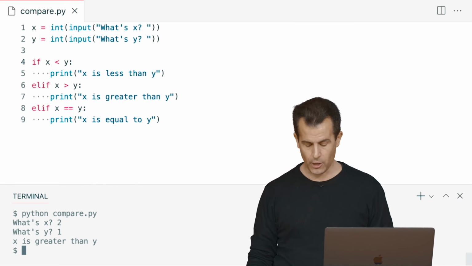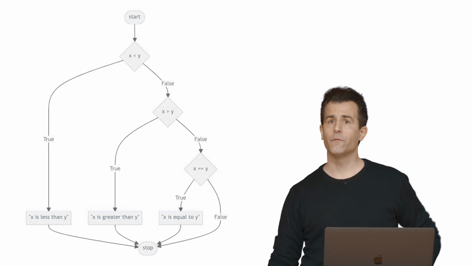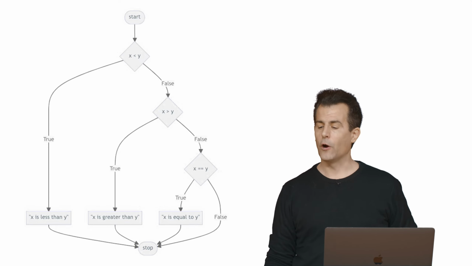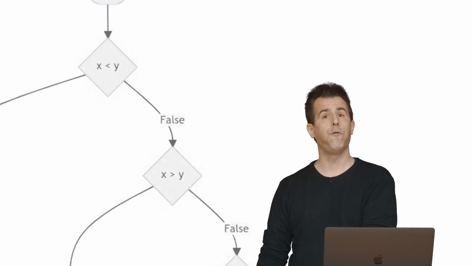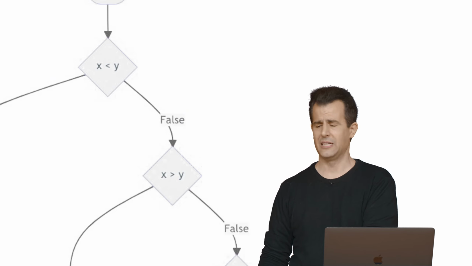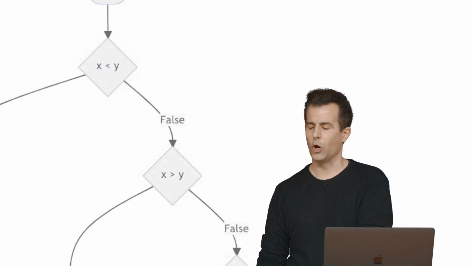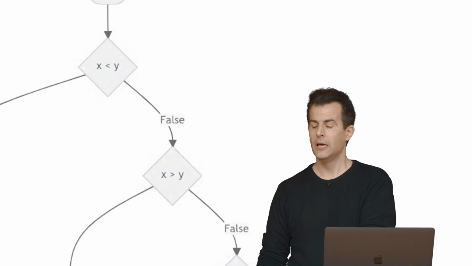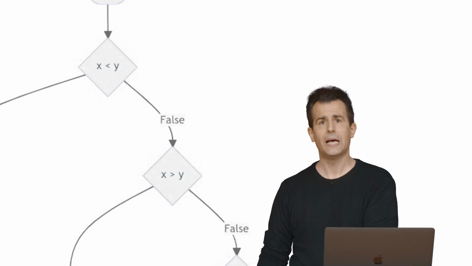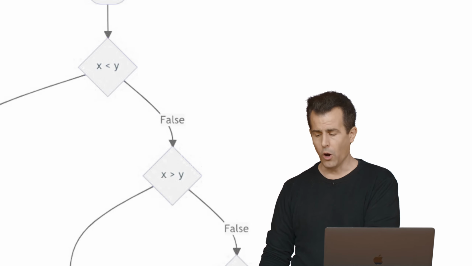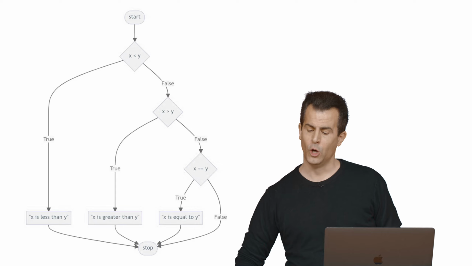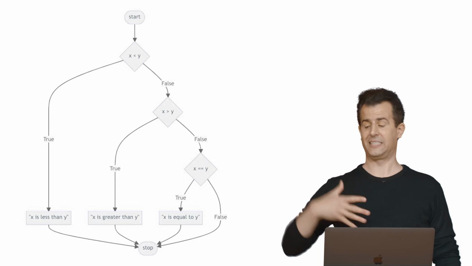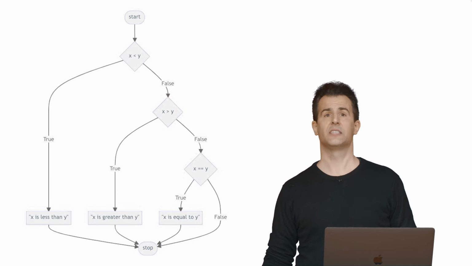Well, let's go back to the diagram. Same as before. We start at the very top where it says start. The very first question up here now, x less than y, is an answer of false because no, 2 is not less than 1. So we follow this arrow to the next question, this diamond. Is x greater than y? Well, yes. 2 is greater than 1. So now we follow this left arrow, which is true. We print out, quote unquote, "x is greater than y," and then stop.